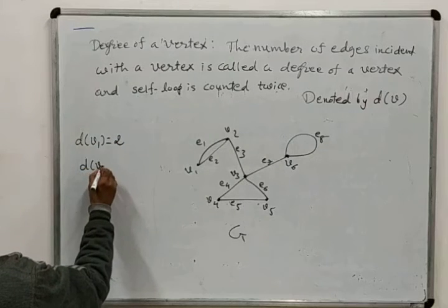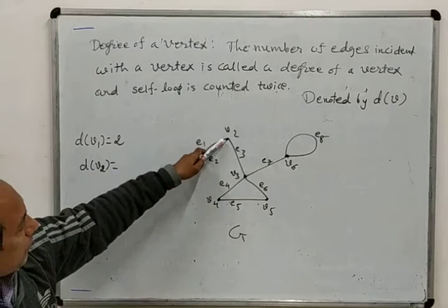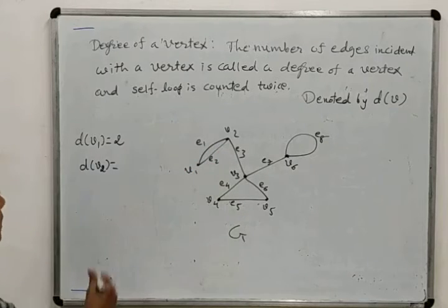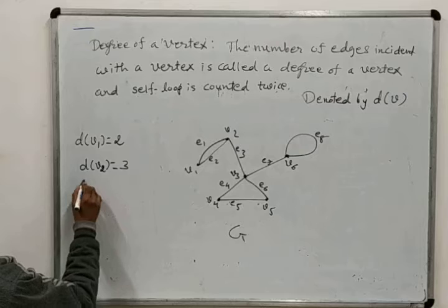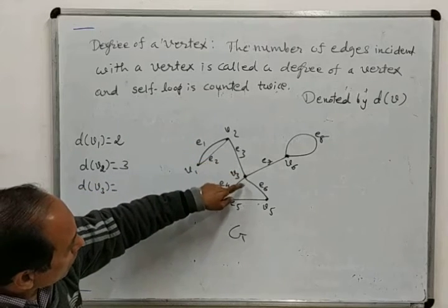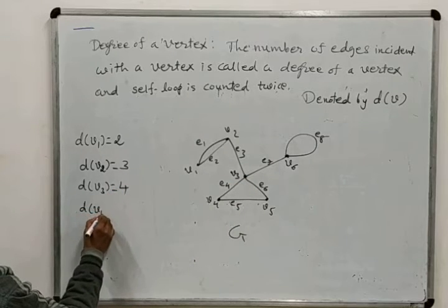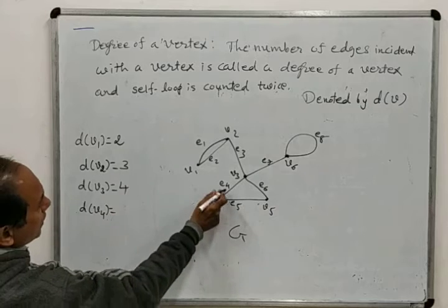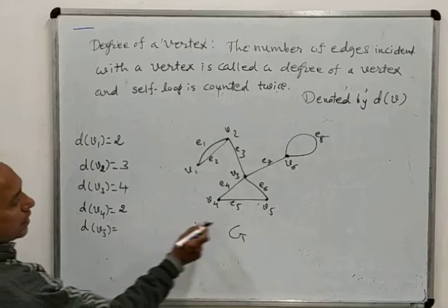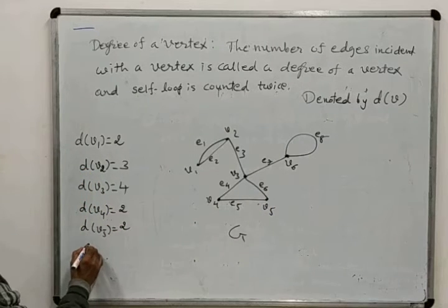Suppose we want to find d of v2. How many edges are incident with v2? 1, 2, 3: e1, e2 and e3. So its degree is 3. Then degree of v3. How many edges are incident with this? 1, 2, 3, 4. Degree of v4: there are two edges incident with this, so 2. Degree of v5: again two edges are incident with this, so it is 2.